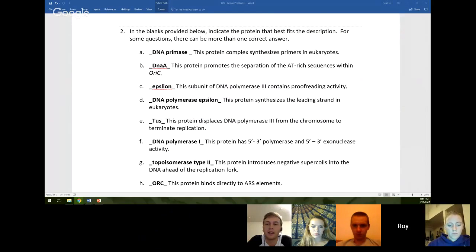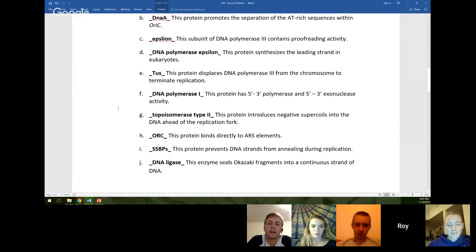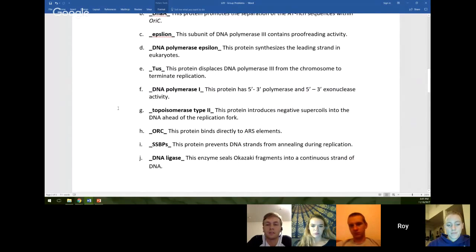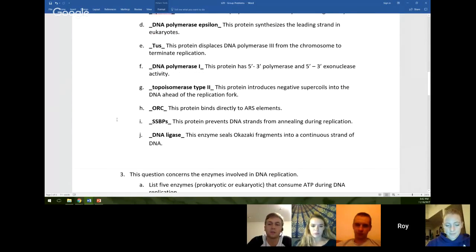And it's the Tus sequence that dislodges the DNA polymerase 3 from the chromosome to terminate replication. And then DNA polymerase 1 is the protein that has 5' polymerase and 5' exonuclease activity. And topoisomerase 2 is the protein that introduces negative supercoils into the DNA ahead of the replication fork to stop the positive supercoils. And then the ORC protein binds directly to the ARS element, and the single-strand binding proteins prevent DNA strands from annealing during replication. And DNA ligase is an enzyme that seals Okazaki fragments into continuous strands of DNA.